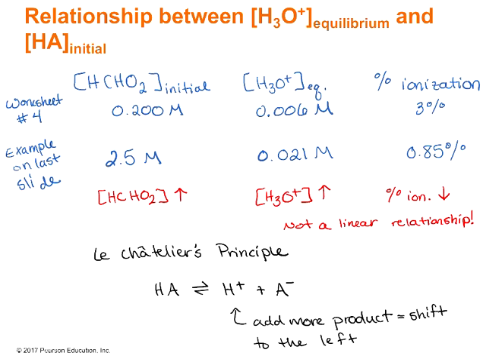Another way to think about it is in terms of volume. If we're adding more of our initial acid, we're decreasing the amount of volume available. And so the reaction is going to shift towards the side with fewer molecules, and that's going to be the reactant side. So the main thing to remember is that even if your concentration of hydronium ions is increasing, that doesn't necessarily mean that the percent ionization is increasing. In fact, it's going to decrease.